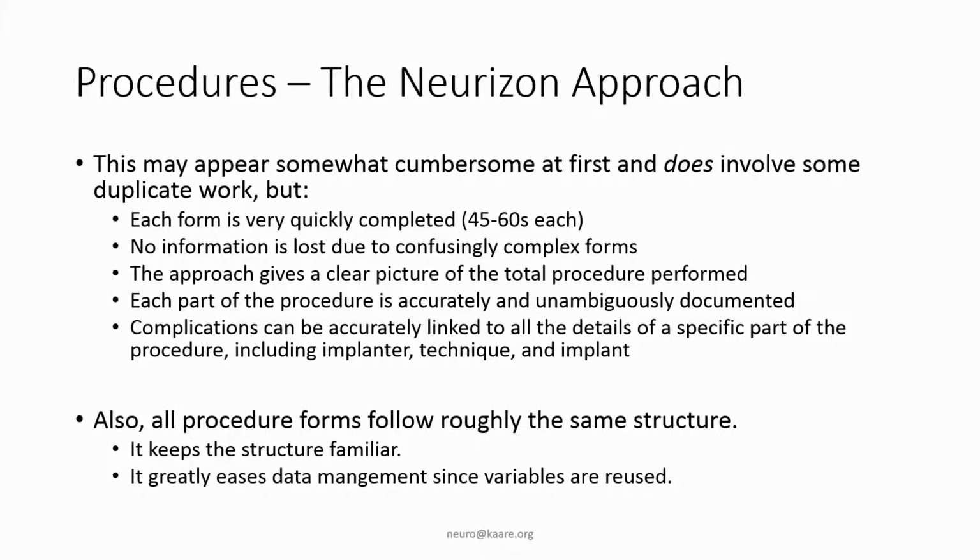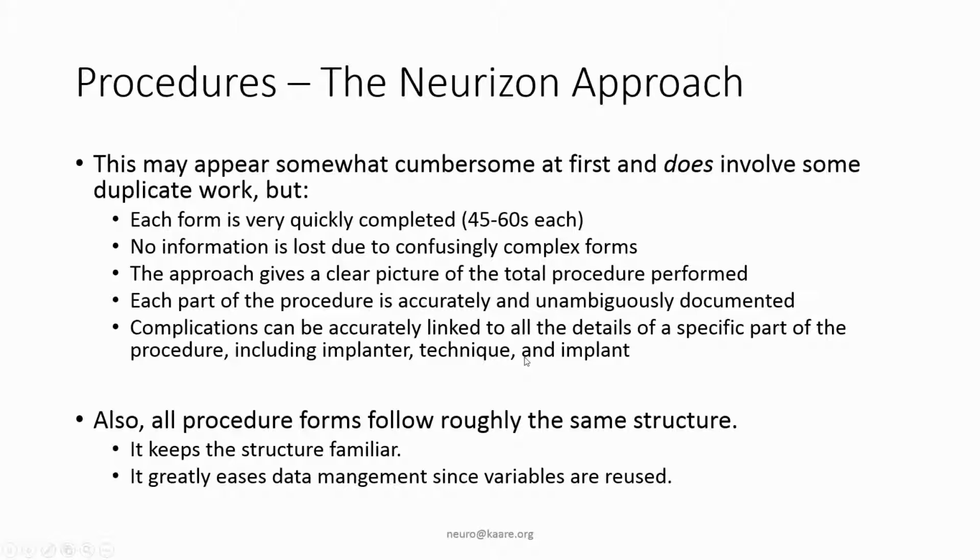And also, each part of the procedure is accurately and unambiguously documented. That means that we can accurately link any possible complications to all the details of a specific part of the procedure, including who did it, how did they do it, and with what did they do it. Also, we made sure that all procedure forms follow roughly the same structure. It has the advantage of keeping the structure familiar, and it also greatly eases data management later on because variables are reused.